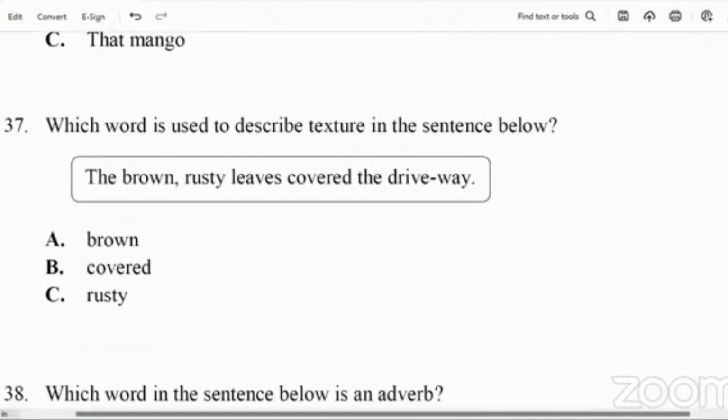Question 37. Which word is used to describe texture in the sentence below? The brown, rusty leaves cover the driveway. Which word is used to describe texture? Is it brown, covered, or rusty? And based on the options here, texture, I would think rusty is the most appropriate choice. So the answer is C, rusty.